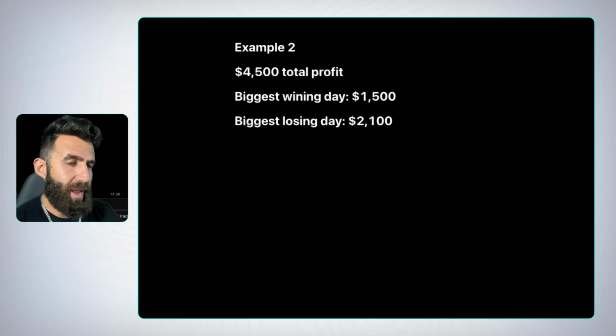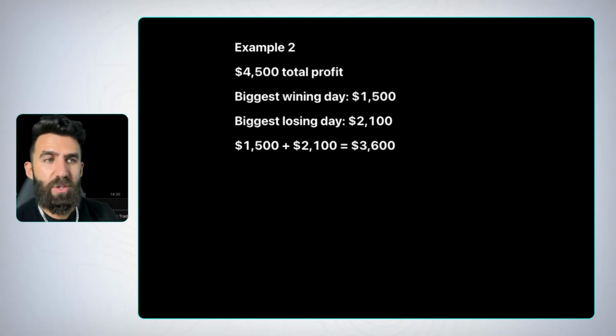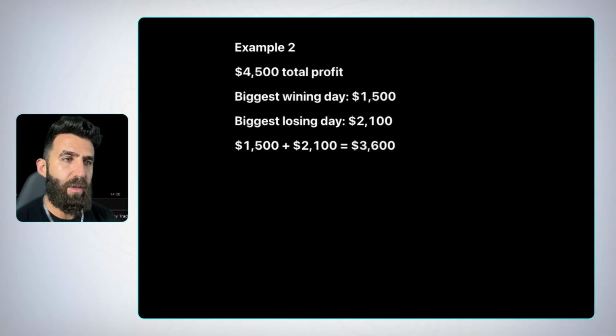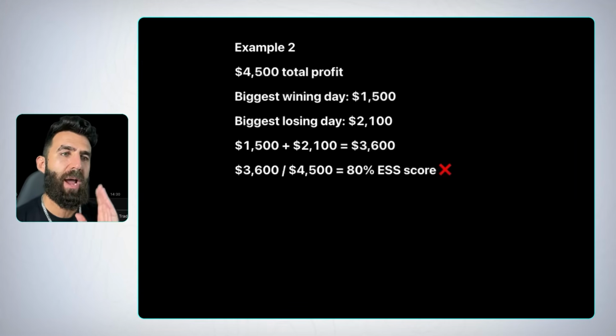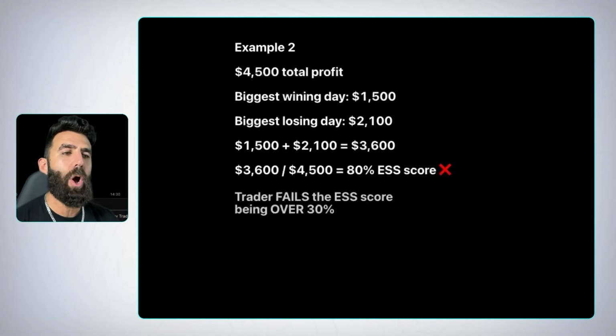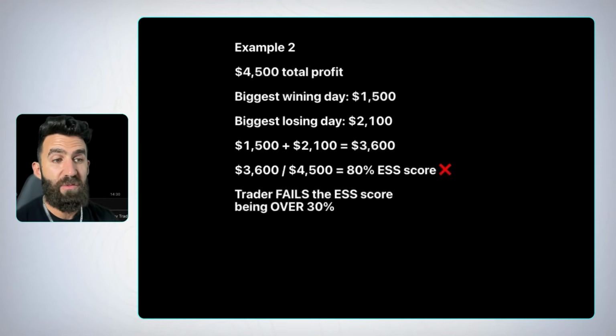That would mean we're going to have to add $1,500 plus $2,100. That would be $3,600. If we take $3,600 divided by our total profit, $4,500, that's 80%, right? $3,600. Way too large of our combined winning day and losing day to be under that 30%, right? So we fail. We can't request a withdrawal.